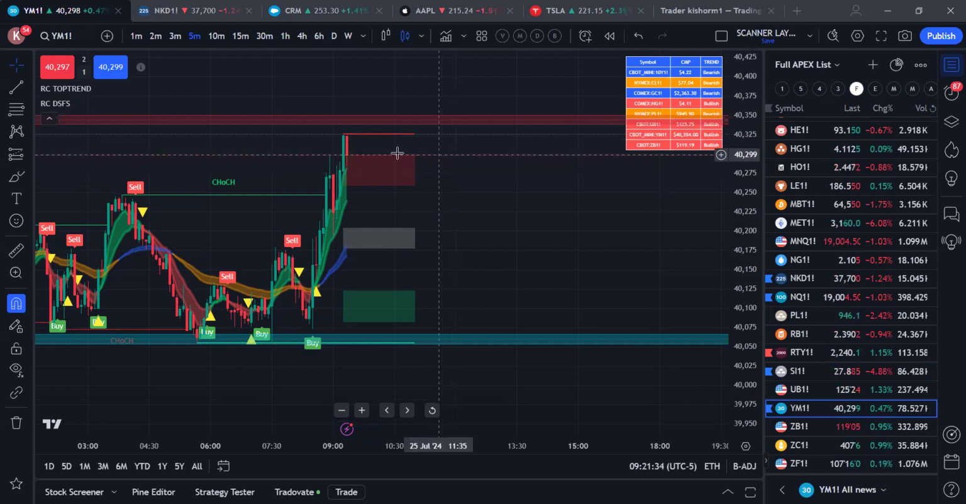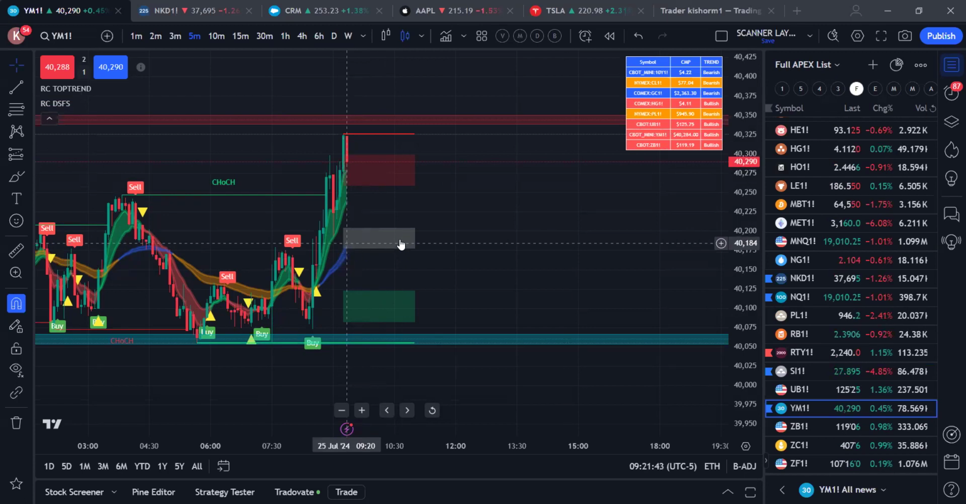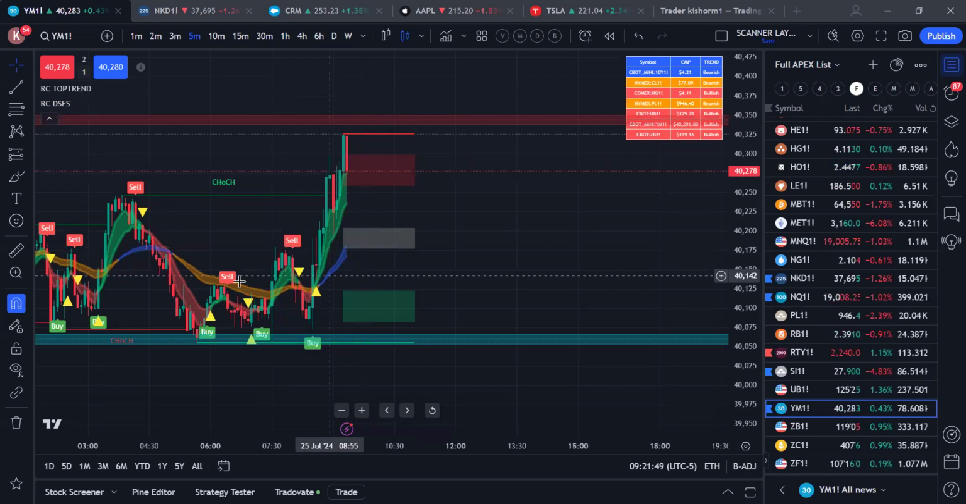So again, if we get a sell signal, this is our target, right? Don't wait for price to come all the way to the bottom. Sometimes it will come to the midpoint and then start going up. So if we get a sell now, just take a shot.